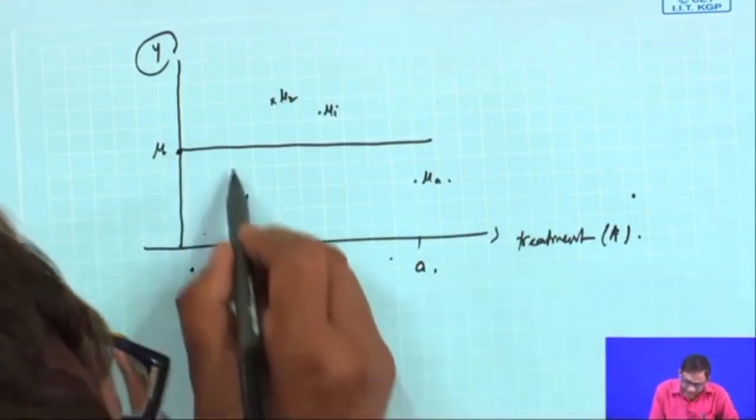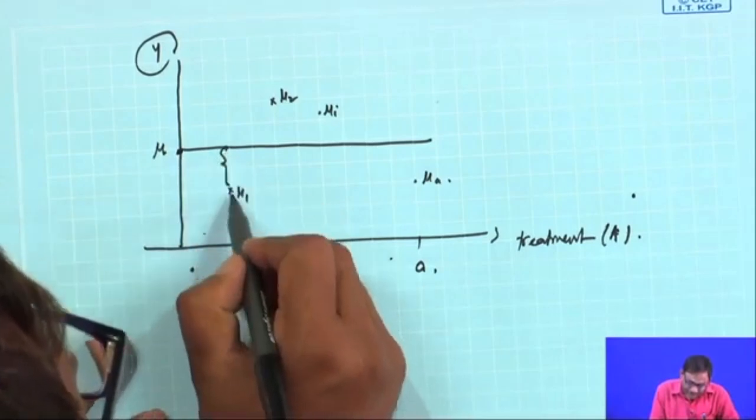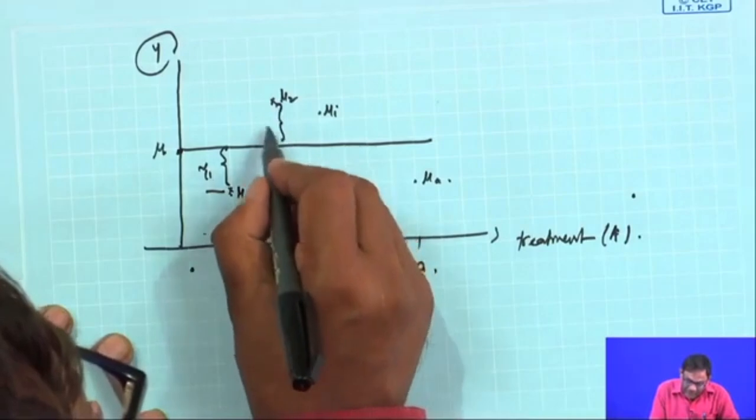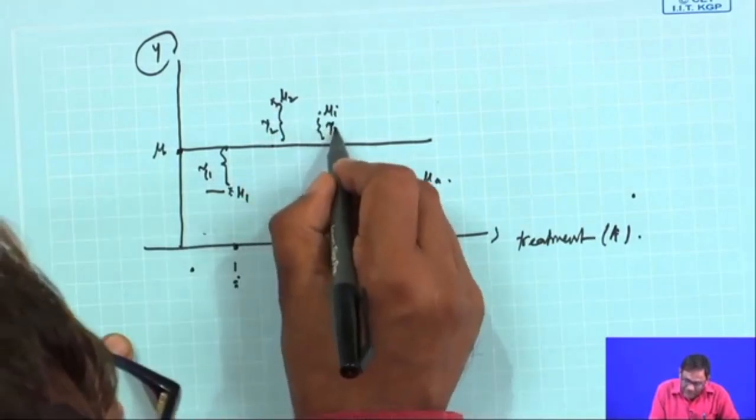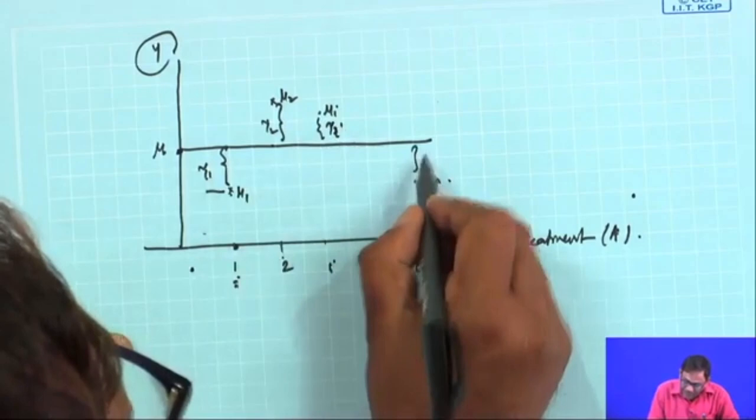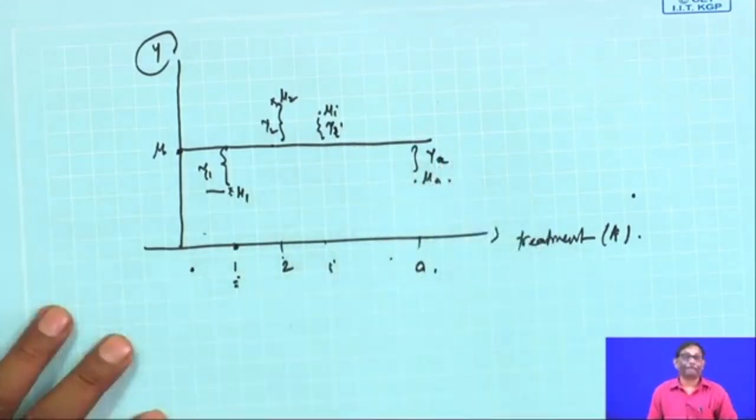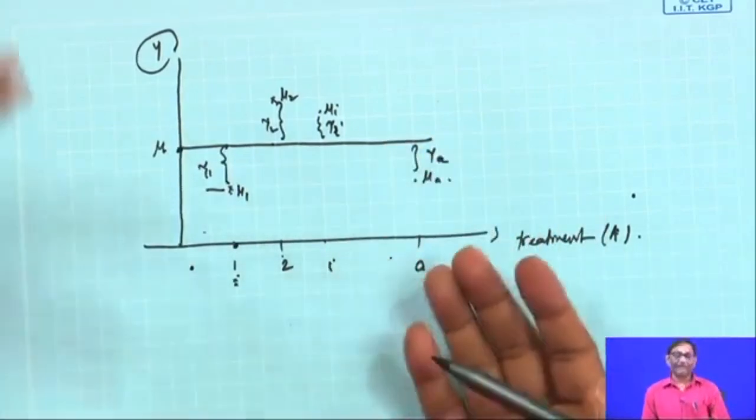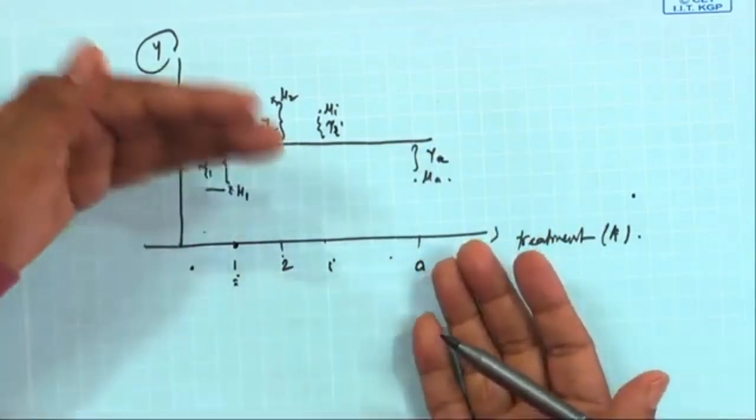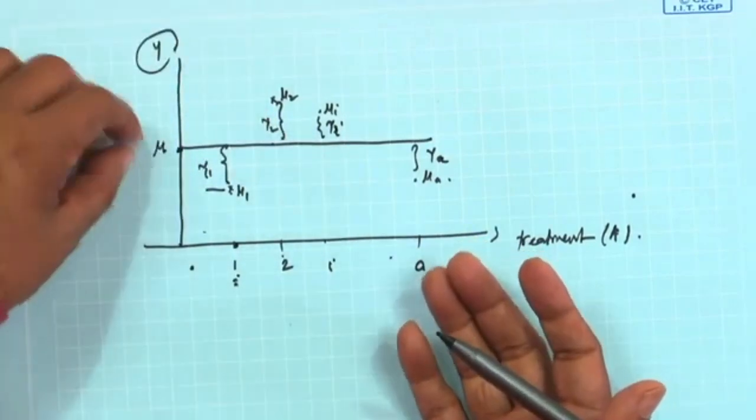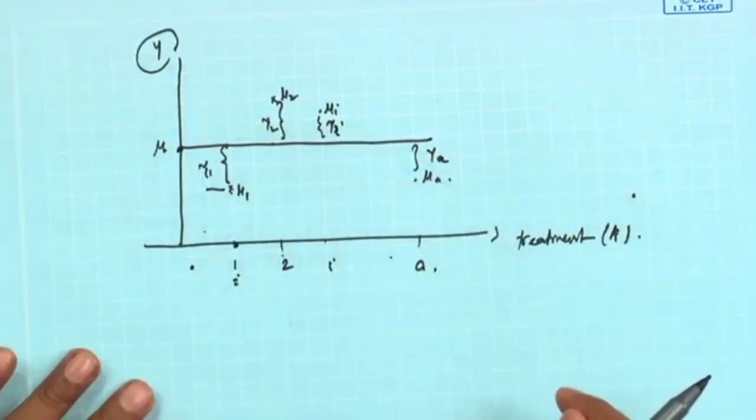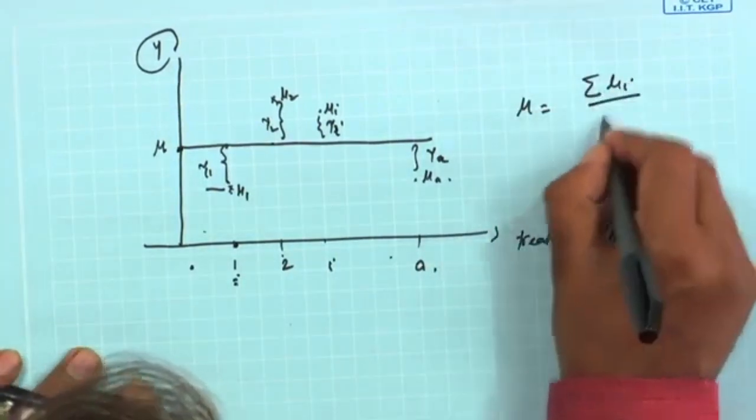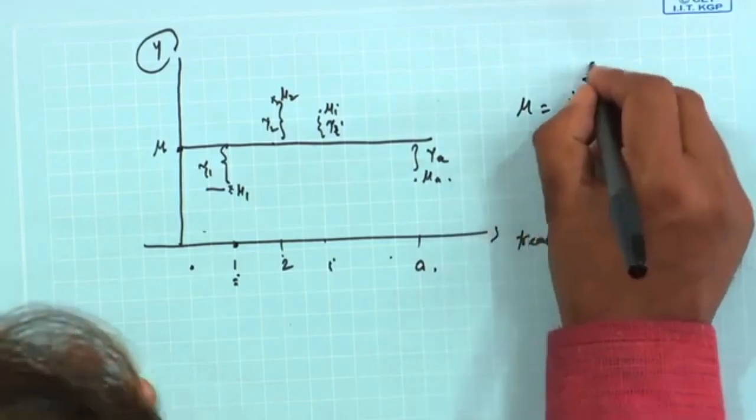Then the average or mean of the means is the grand mean. Then what is the effect? The effect is the difference between these two. This is tau 1, this one is tau 2, this is tau 3, tau i, and this one will be tau of A. So it is nothing but the difference between the individual level mean and the grand mean. Again, the grand mean can be computed from the individual level means: the grand mean is the sum total of mu i divided by A, i equal to 1 to A.